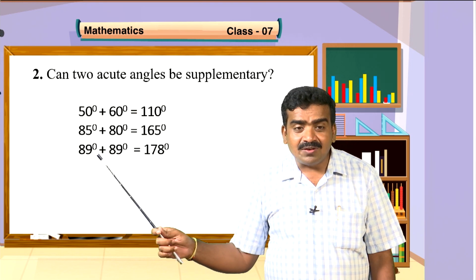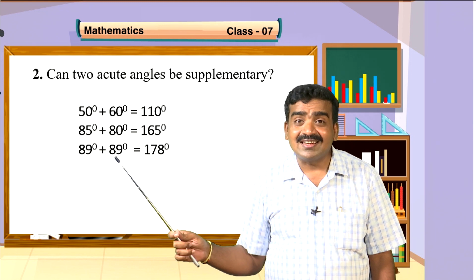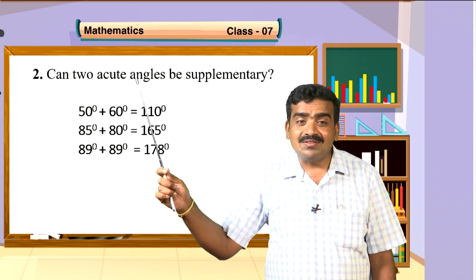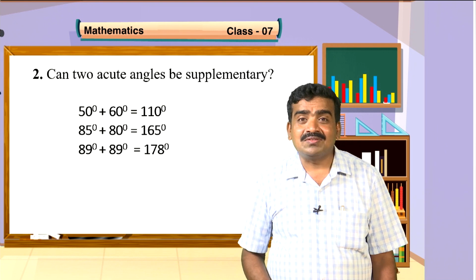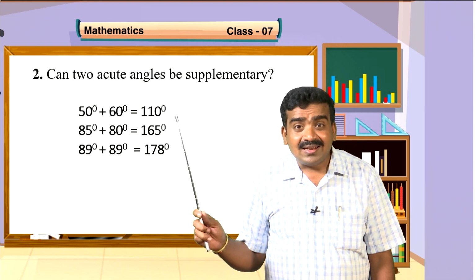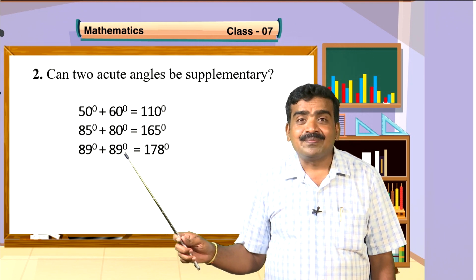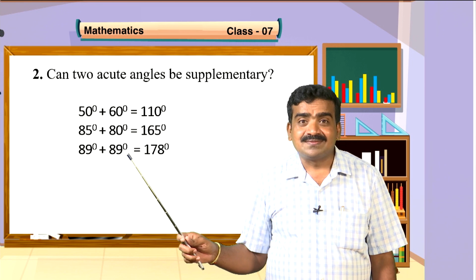What happens if you take 90 degrees plus 90 degrees? You know that they are right angles. But what angles are given here? Acute angles are given. That's why we have to take acute angles. Their measure should be less than 90 degrees. So that's why 89 degrees and 89 degrees are acute angles.